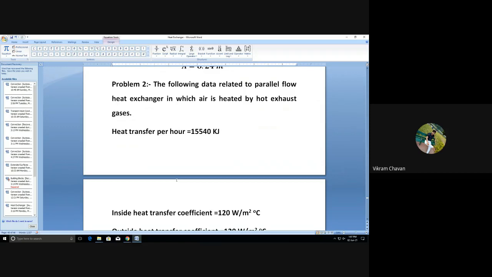Okay, and further we'll move to the next point, that is effectiveness and number of transfer units, that is, the effectiveness NTU method. Okay, so you can write the second problem, problem number 2.